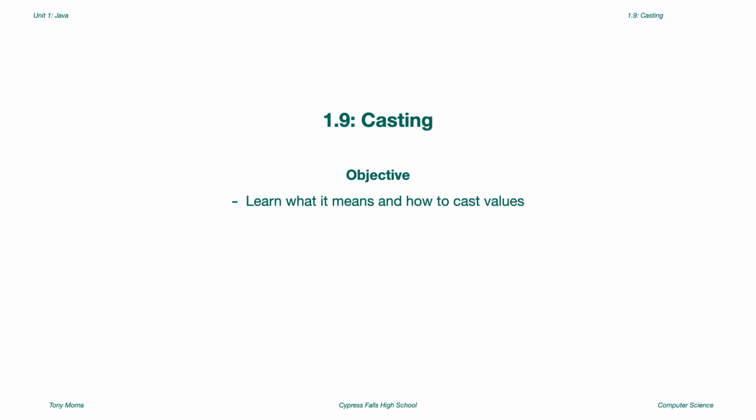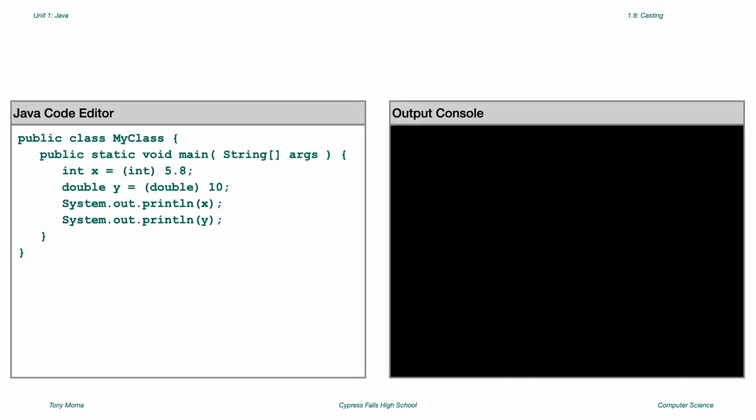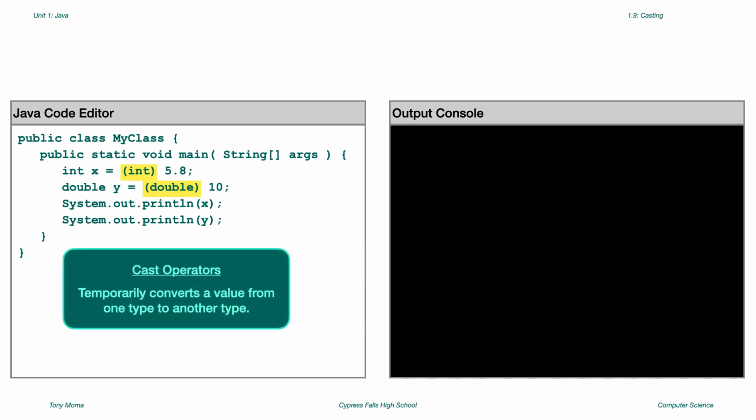Casting. In this video, we will learn what it means and how to cast values. Okay. Consider the following program. Much of it is code you've seen before. We're simply declaring an integer and a double and assigning it a value before printing it out. However, the only difference here is that on the left side of each value is a type written inside a pair of parentheses. These are examples of cast operators.